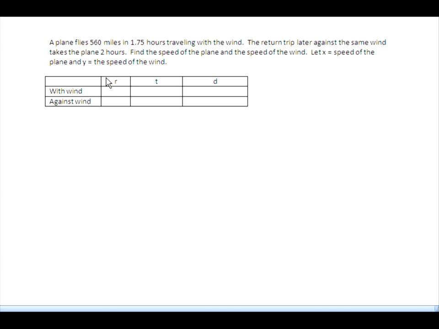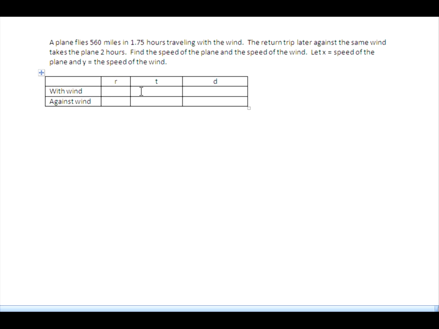Okay, in this problem we have an airplane that is flying a distance of 560 miles in 1.75 hours, traveling with the wind. The return trip later against the same wind takes the plane 2 hours. Find the speed of the plane and the speed of the wind. Let x equal speed of plane and y equal speed of wind. So we've already defined what the variables are going to be here.